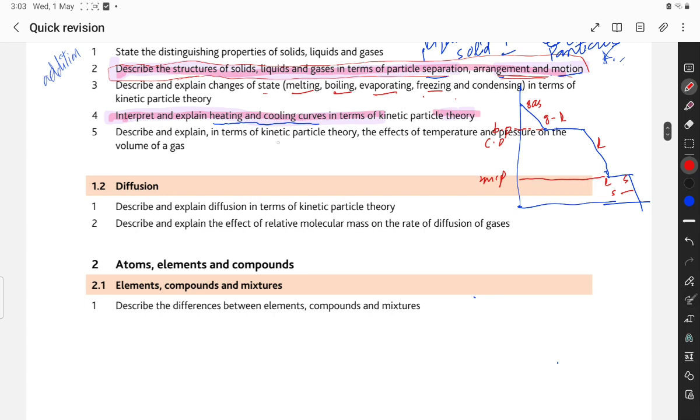Describe and explain in terms of kinetic particle theory the effect of temperature and pressure on the volume of a gas. Temperature is directly proportional to volume, while pressure is inversely proportional to volume. So when temperature increases, volume also increases. When pressure is increased, volume is decreased, and when pressure is decreased, volume is increased. Okay, so you should know this concept very well.